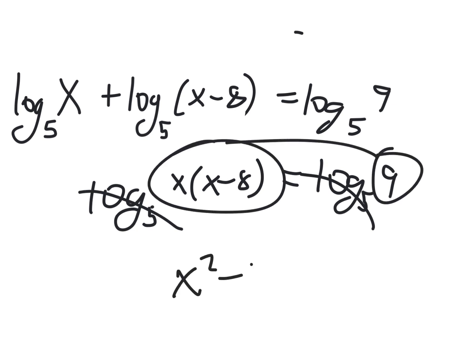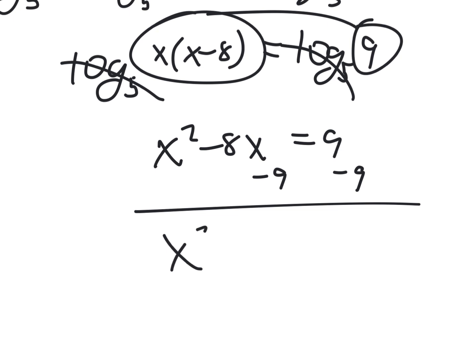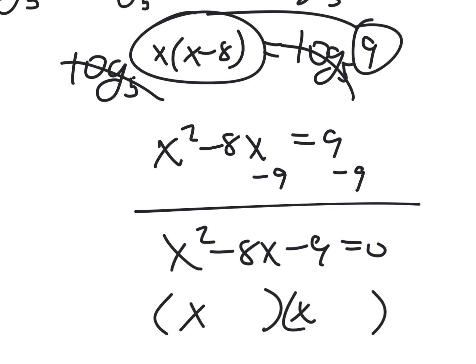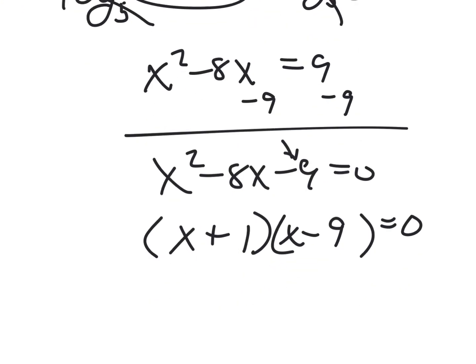X squared minus 8x equals 9. Subtract 9 from both sides because you have to set it equal to 0. X squared minus 8x minus 9 equals 0. X and X, a plus and a minus because that's negative. Got to have a 9 here and a 1 here, double checking myself. Yes, that does work. I just multiplied it out quick.